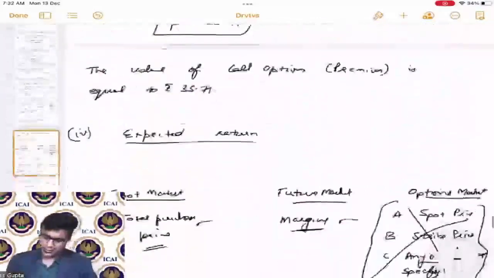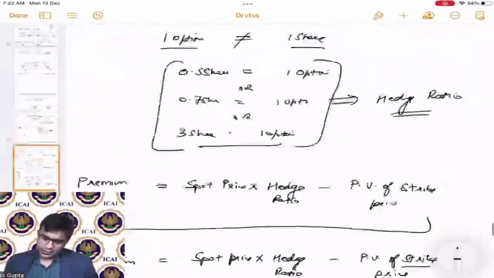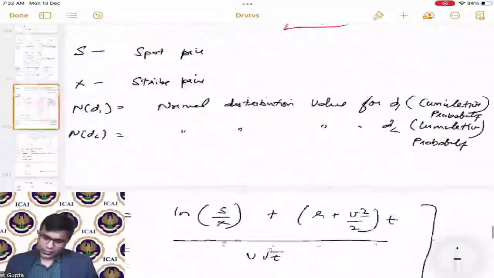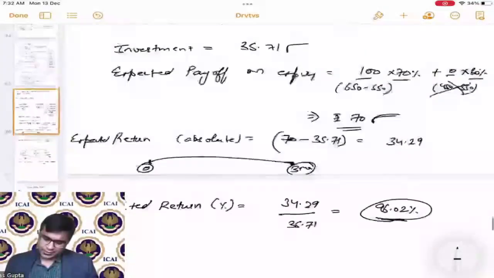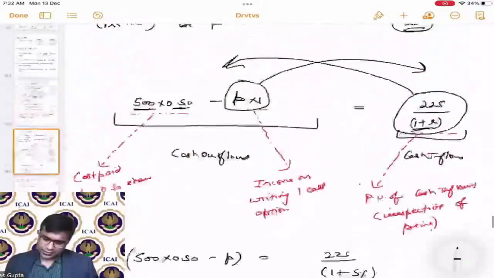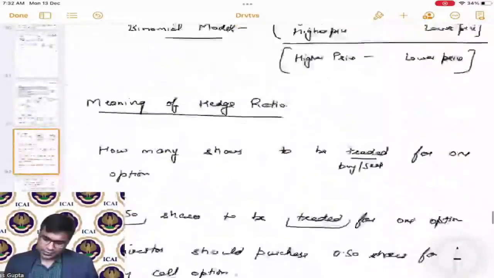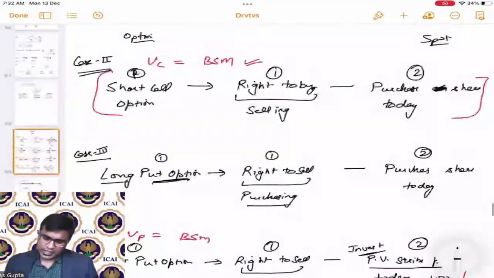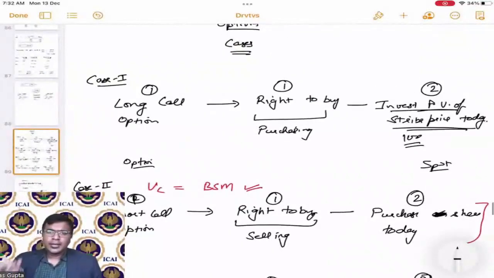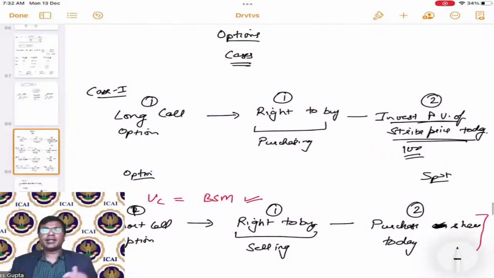Just a second. I am just going to those cases only. Yeah, these four cases were there, right? So we studied that for options, there are four types of situations which we have bifurcated: what position we are taking in the options market and what action we are doing in the spot market.